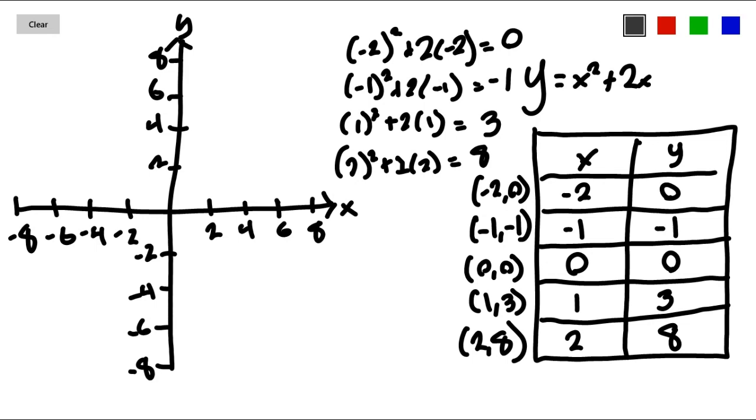So -2, 0 is 1. -1, -1 is another point. It's going to be about right here. The origin is a point, so I'll label that. Then 1, 3 is a point. That'll be about right there. And 2, 8 is a point. And that is going to be way up here.